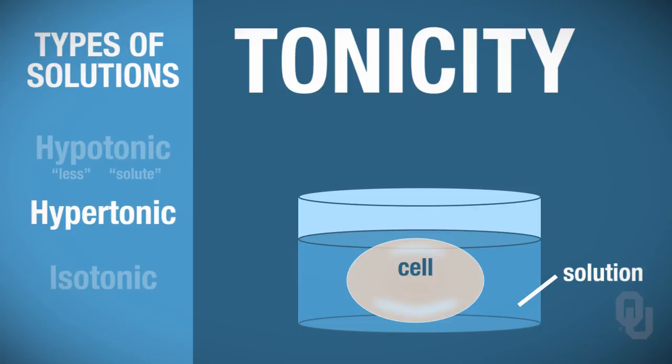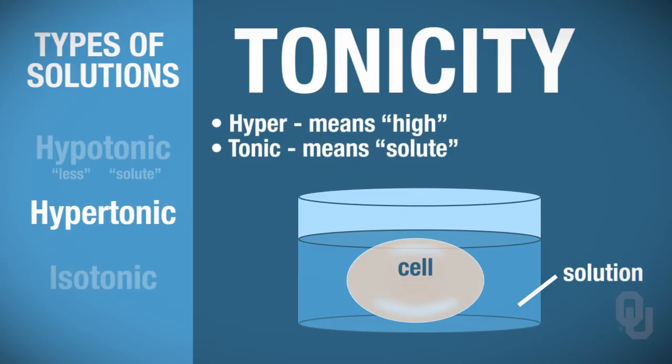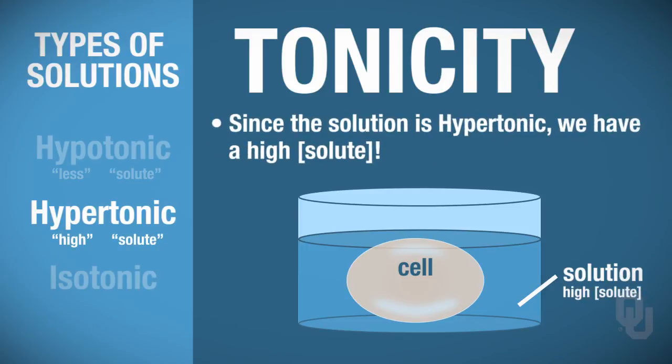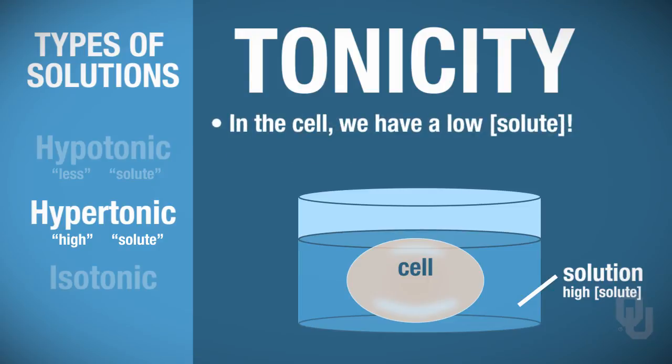Okay, so if you've already paused the video and set up the problem, then you can continue on with the video. So the hypertonic solution then tells me that I have a high concentration of solute, right? Because hyper means high or lots of. Tonic again means solute, and we're talking about the solution. So that's where I'm getting a high concentration of solutes in the beaker. All right, and then in the cell, I have a low concentration of solute with respect to the solution.